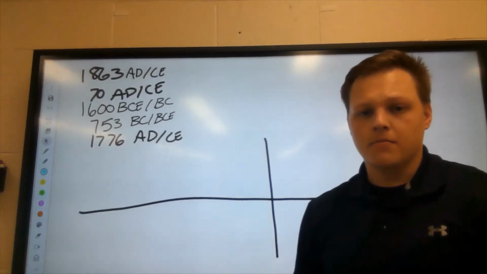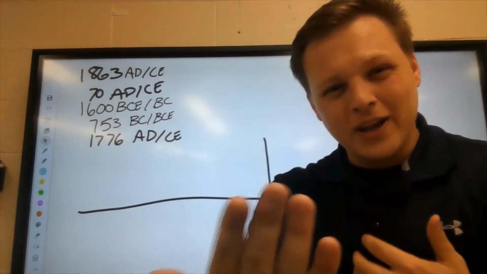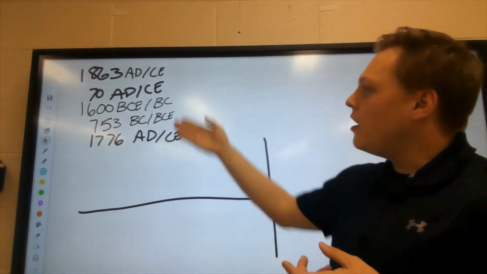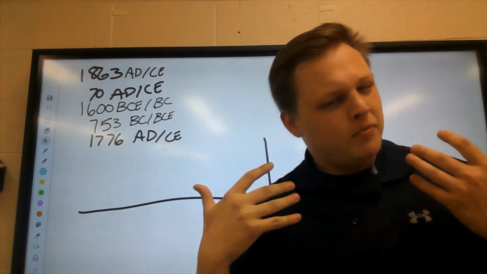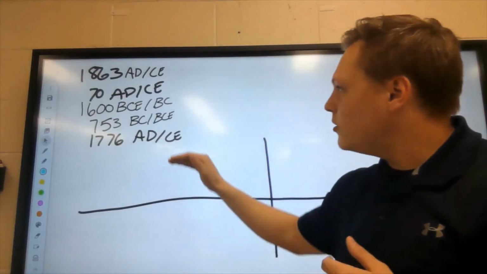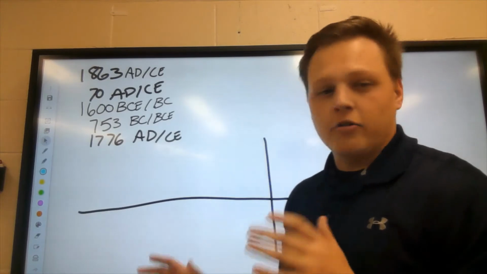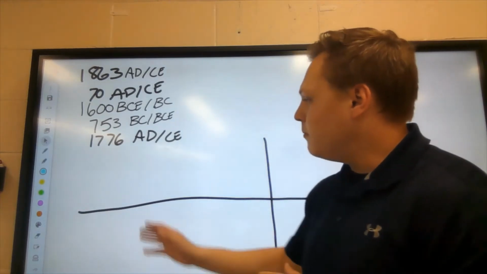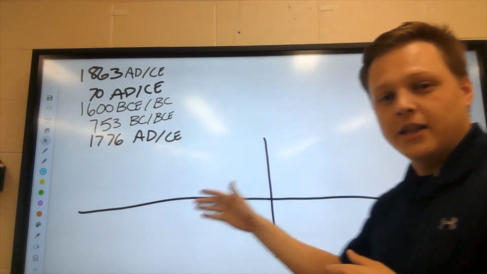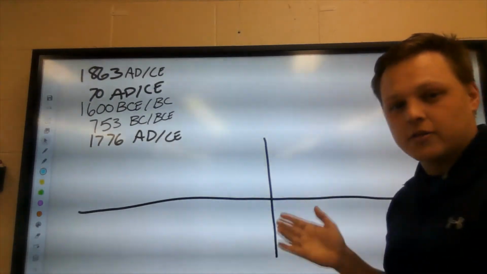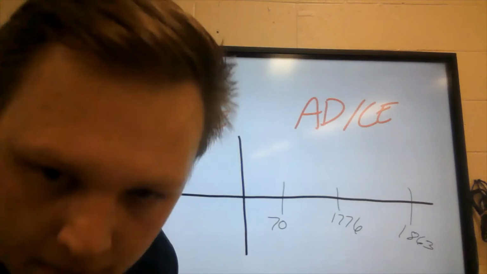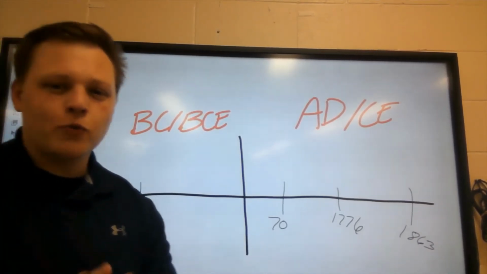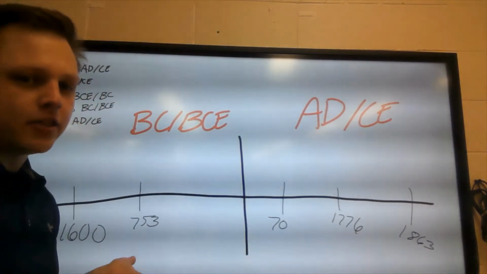Okay, now comes the we do part. So I'll have all these dates up here. Their job is to, as best as they can, put all these dates in order, in chronological order. Meaning, BC will be on this side, AD/CE will be on this side, and they will have to put all these dates in correct order. After the we do part, it should look something like this.